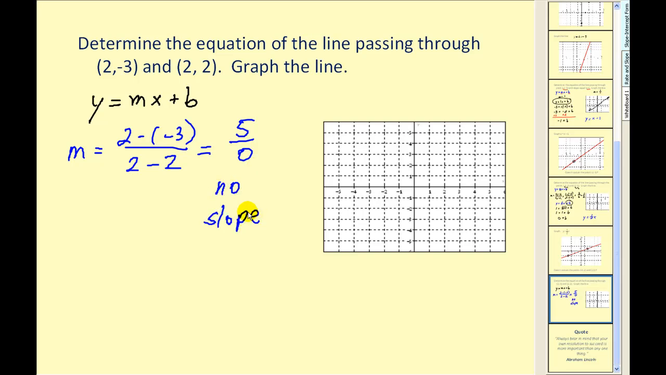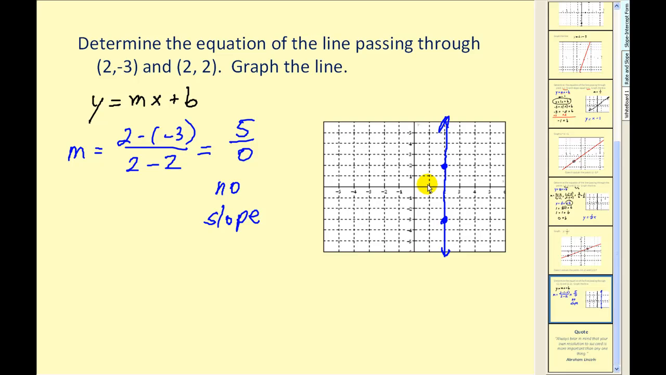So we have a little bit of a problem here. What we might want to do now is at least plot these 2 points and get a better idea of what our line looks like. So we have the point 2, -3, and we have the point 2, 2. Well, if we try to connect these 2 points, we get a vertical line, which is what we should expect because we know if a line has no slope or an undefined slope, it's a vertical line.